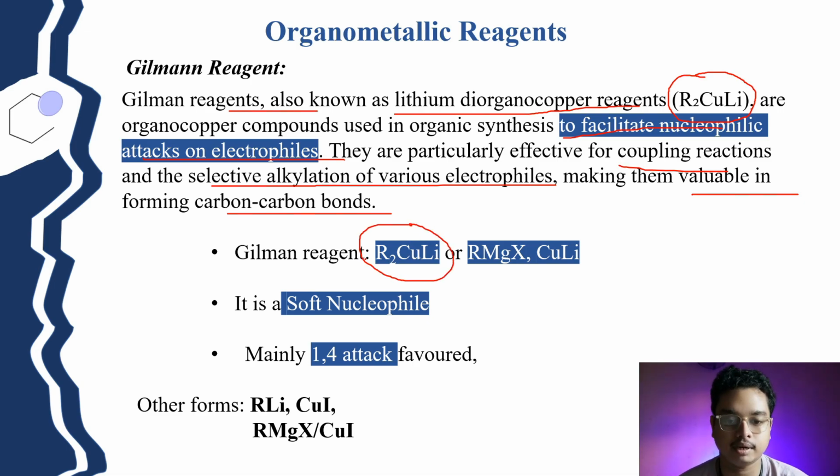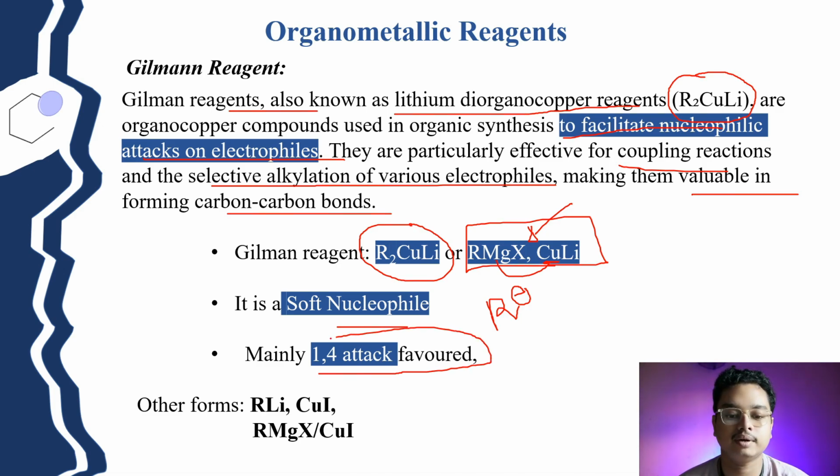If this is given in your exam, R2CuLi, or sometimes it is written as RMgX and CuLi, then never approach the question as a Grignard one. Remember that this composition will always give a Gilman reagent. Due to the copper present, the resulting nucleophile, R minus, generated from the Gilman reagent is a soft nucleophile, and it mainly favors 1,4 attack in the presence of alpha beta unsaturated carbonyl compounds. We'll discuss this in the later slides.